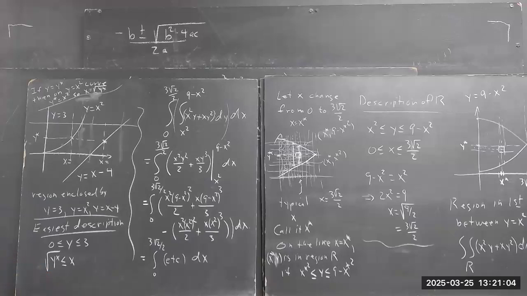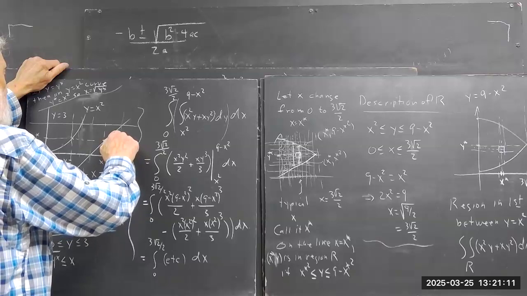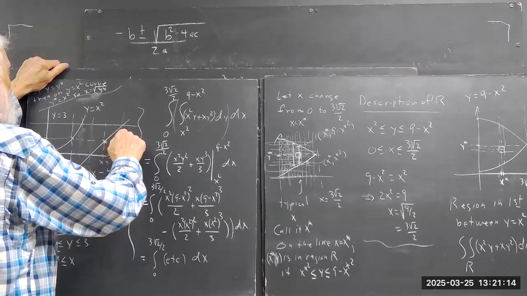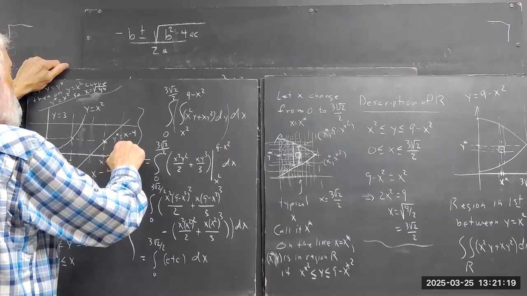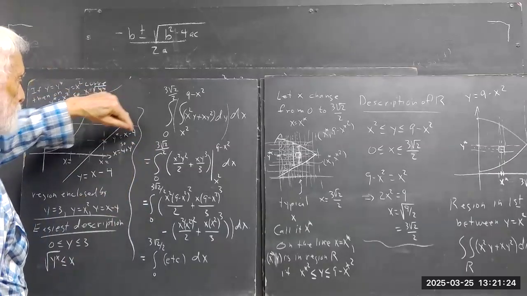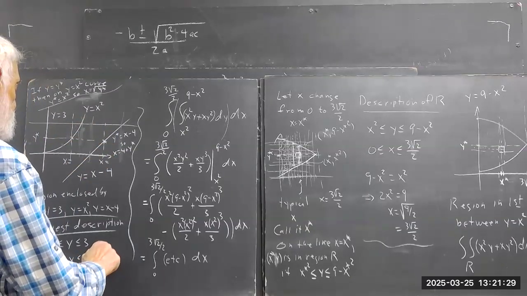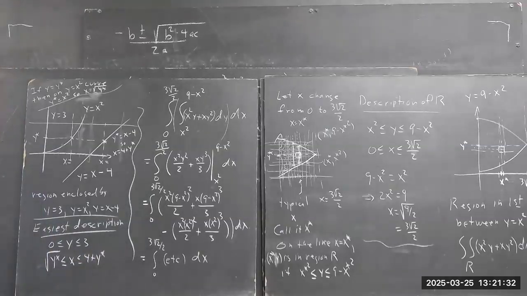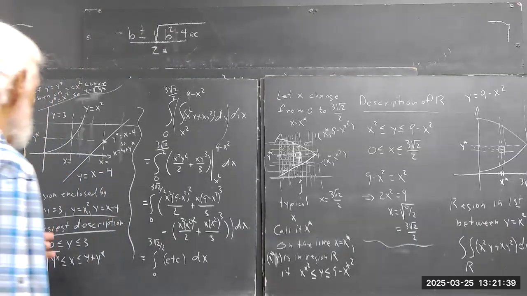Okay. And it ends at this point where y star equals x minus 4, so x equals 4 plus y star. Okay. Now you understand that's a whole lot easier.